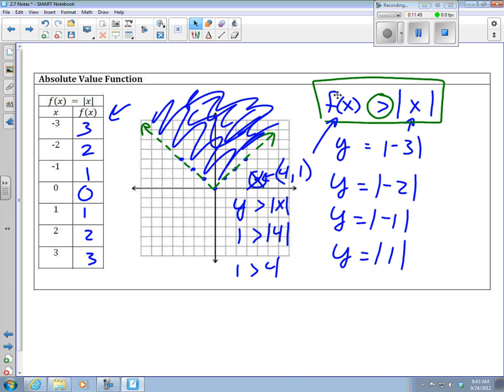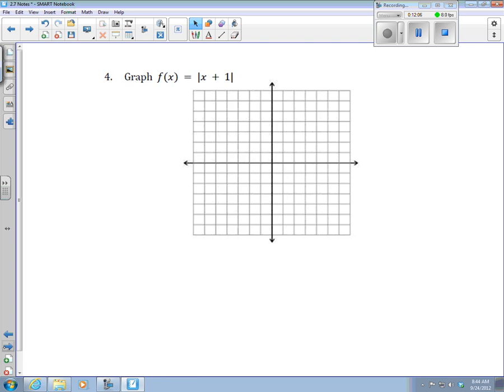And all graphs kind of go off this same basic graph right here: y equals, or y is greater than, or y is less than the absolute value of x. And then you just kind of shift your vertex over depending on what it's doing to the absolute value. And let's try one of those. I'm going to change this one up a little bit. I'm going to say this is y is less than the absolute value of x plus 1.